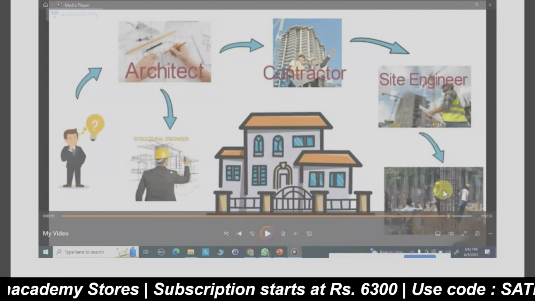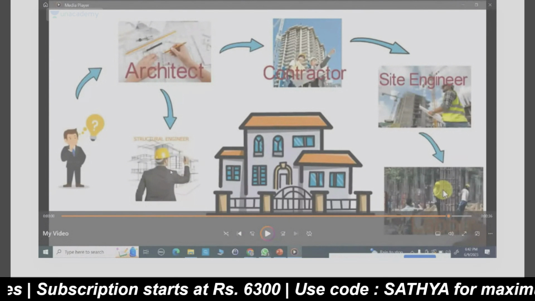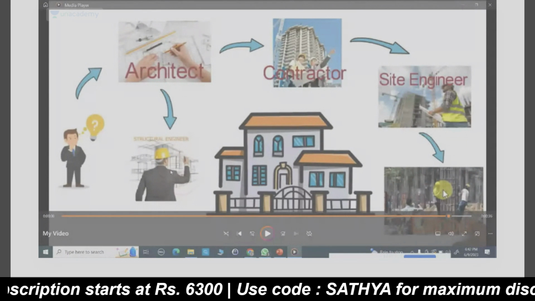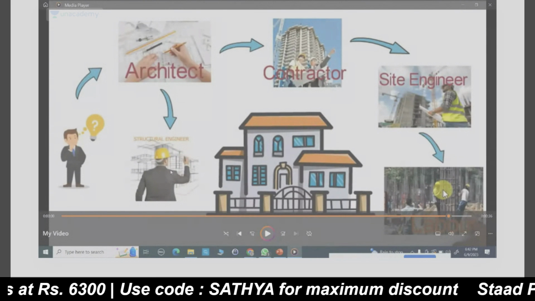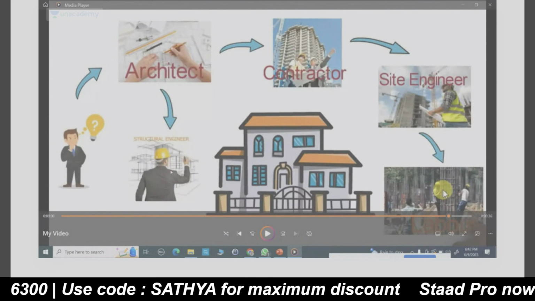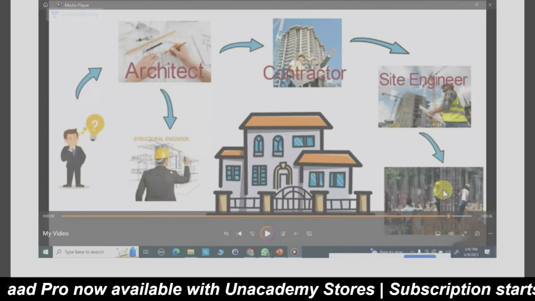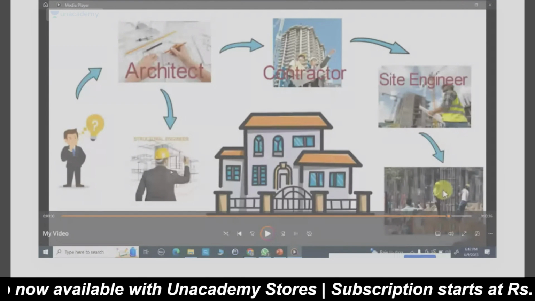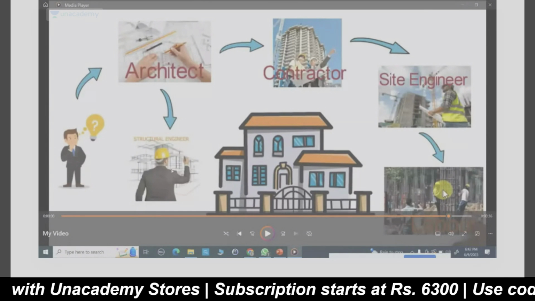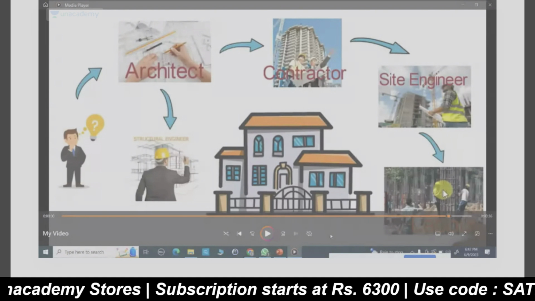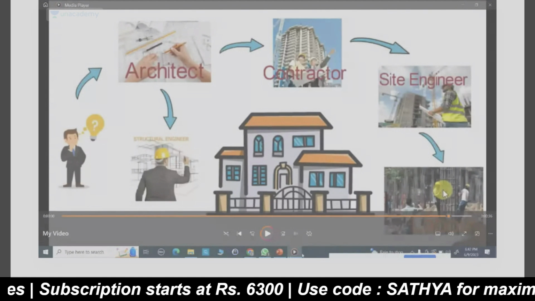That means the overall skeleton of the structure and the loads coming on the structure according to the architectural drawing. That load has to be carried by the structure. So that needs to be decided by the structural engineer, who has to design the structure properly to withstand the load coming on it. I hope you are all clear about the role of the structural engineer.